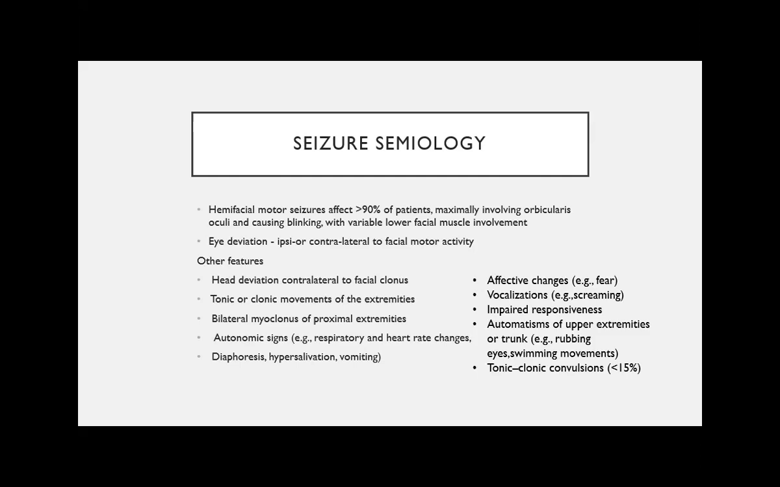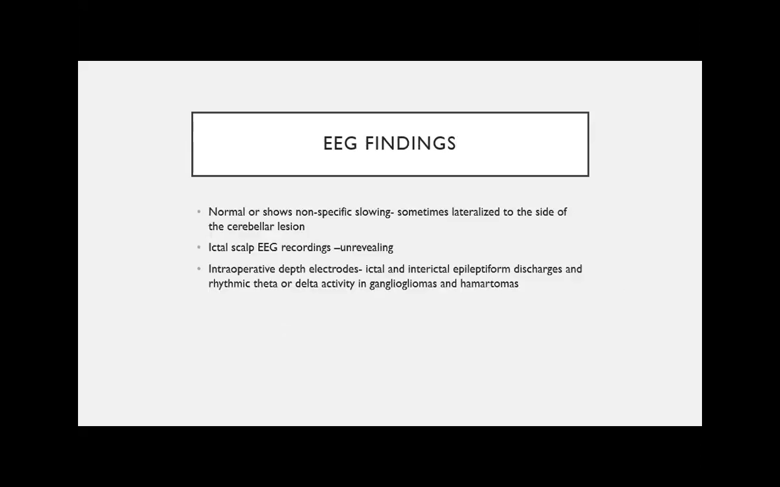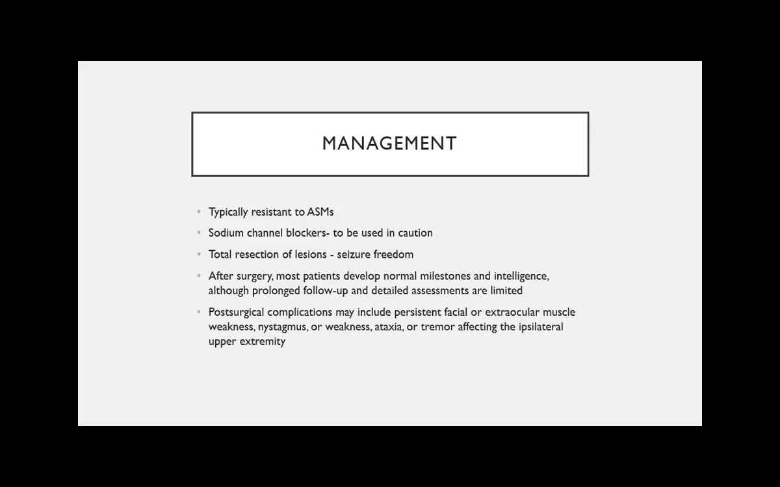And other features include associated head deviation, tonic-clonic movements, bilateral myoclonus of proximal extremities, autonomic signs, affective changes, vocalization, impaired responsiveness, automatisms, as well as tonic-clonic convulsions. EEG findings can be normal or can show non-specific slowing, sometimes lateralized to the side of the cerebellar lesion. Ictal scalp recordings can be unrevealing sometimes, but intraoperatively, when using depth electrodes, ictal and interictal epileptiform discharges may be seen, and rhythmic theta or delta activity can be seen in gangliogliomas as well as hematomas.